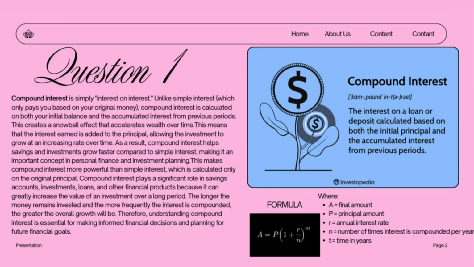This compound interest has a formula, which is A equals P (1 plus r over n) to the power of nt. All of these symbols have meanings, where A equals the final amount, P equals the principal amount, r is the annual interest rate, n is the number of times interest is compounded per year, and t is time in years.